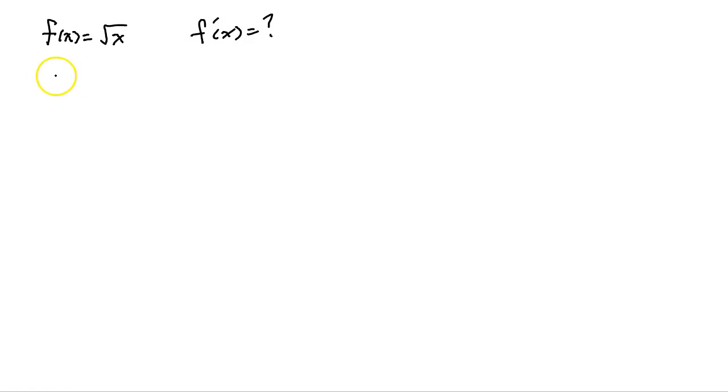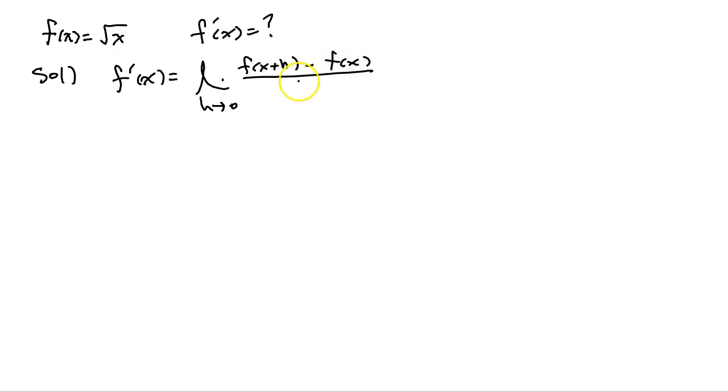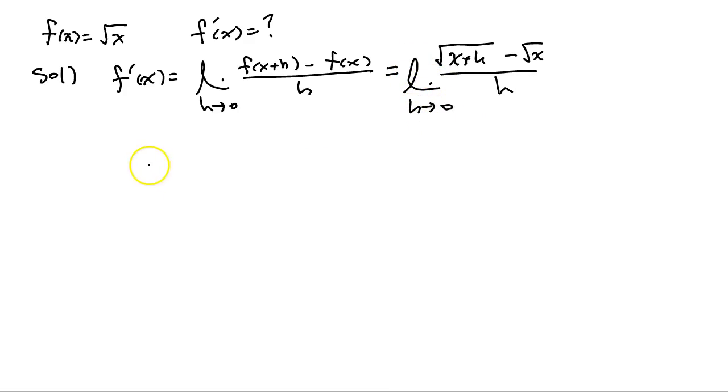What would I get if I differentiate? Solution. Write down the definition. Limit h going to 0, f of x plus h minus f of x over h. And since this time x plus h replaces the x inside the square root, you're going to get square root of x plus h minus square root of x divided by h, and sending h to 0.